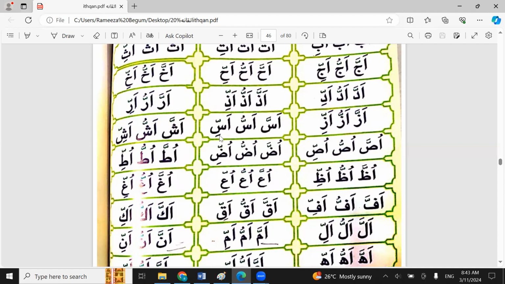Assu, assi, asha, ashu, ashi, ussa, ussu, ussi, udda, uddu, uddi, utta, uttu, utti, udda, uddu, uddi. For heavy letters.